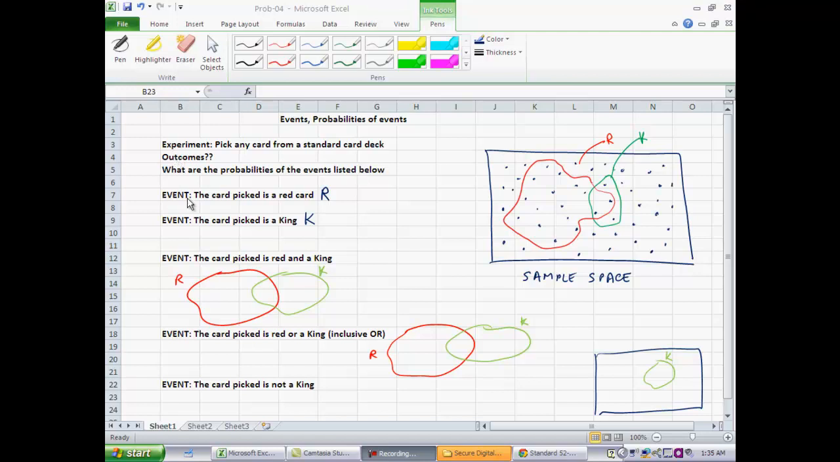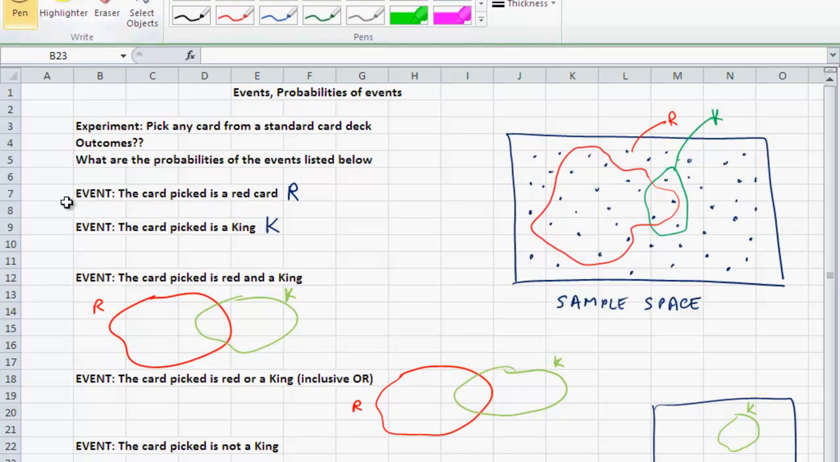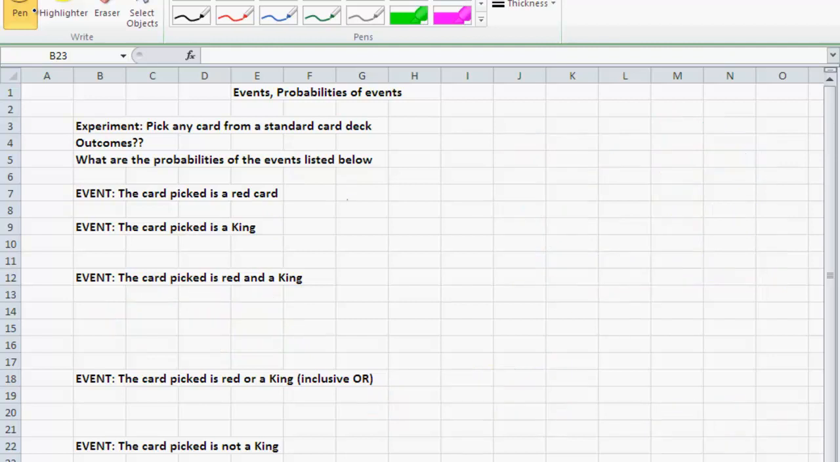Now consider the following, what we call an event. Let's say we define the event in the following way. The card picked is a red card, and we represent this event by the letter R. You can see in the sample space I've represented it by this irregular shape in red, and this event R simply consists of a collection of outcomes that meets a certain criterion. In other words, the criterion is that the card is red. Clearly there are 26 such outcomes.